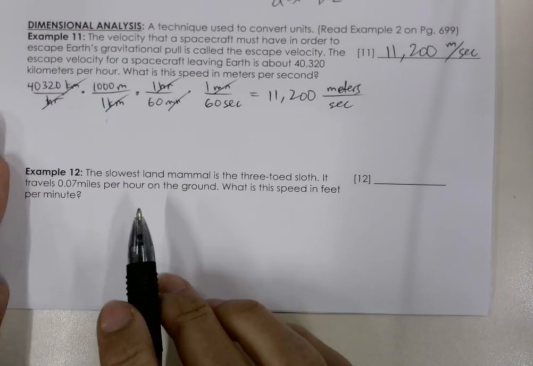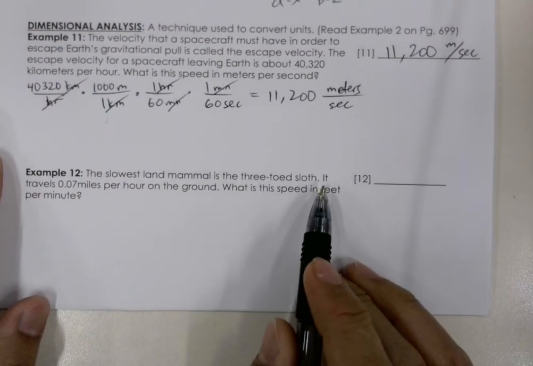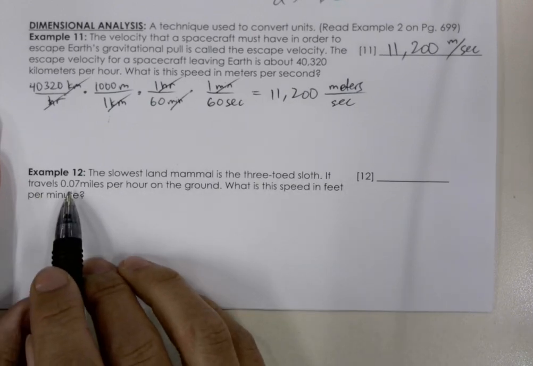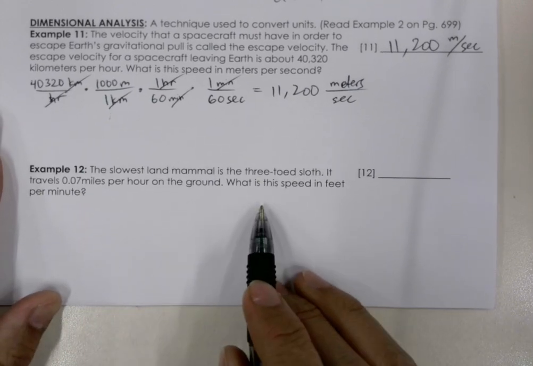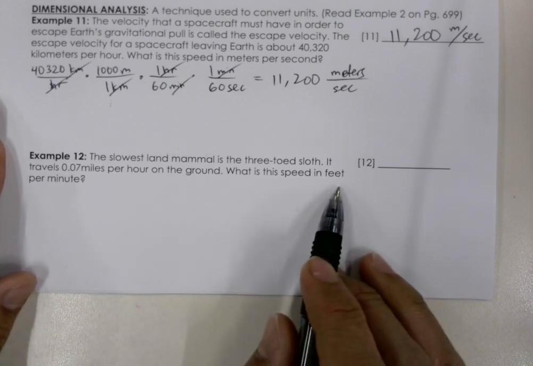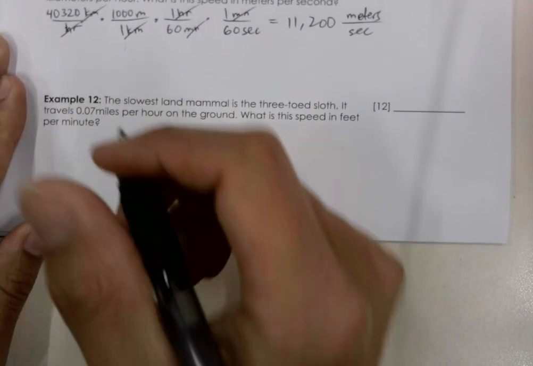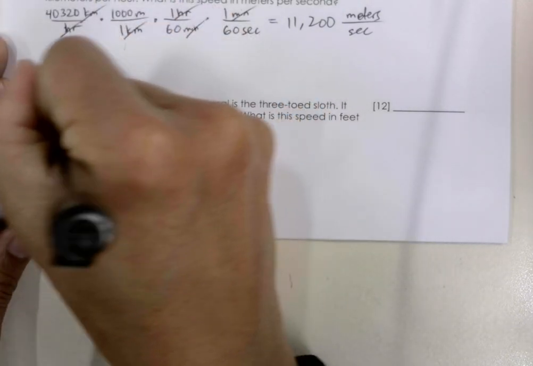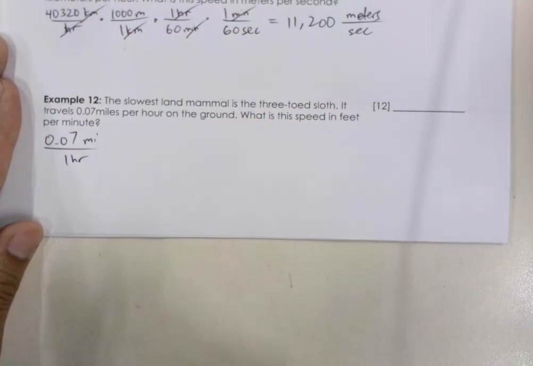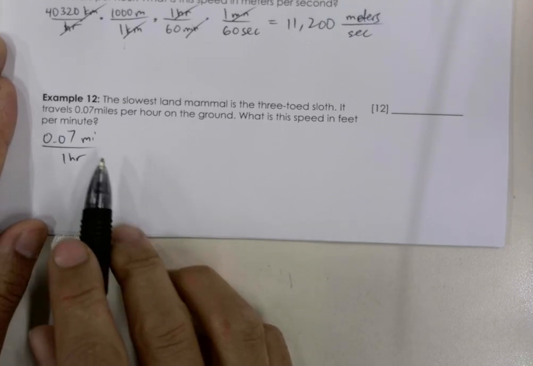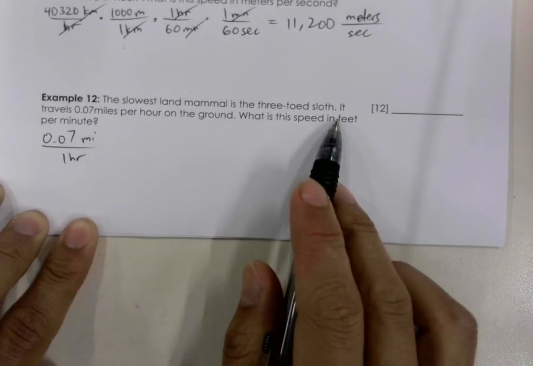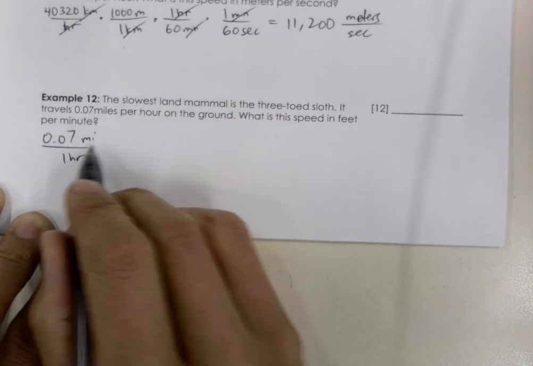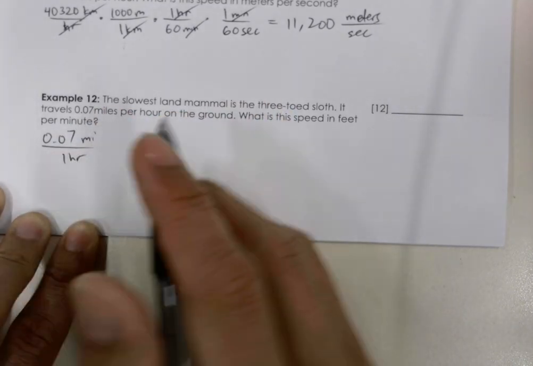And now let's look at the slowest land mammal, which is a three-toed sloth. It travels 0.07 miles per hour on the ground. What's the speed in feet per minute? So we're going to do the same technique, just different. So 0.07 miles per 1 hour on the ground. And then we want to convert miles into feet. And so let's start with miles to feet, and then we're going to do hours to minutes.